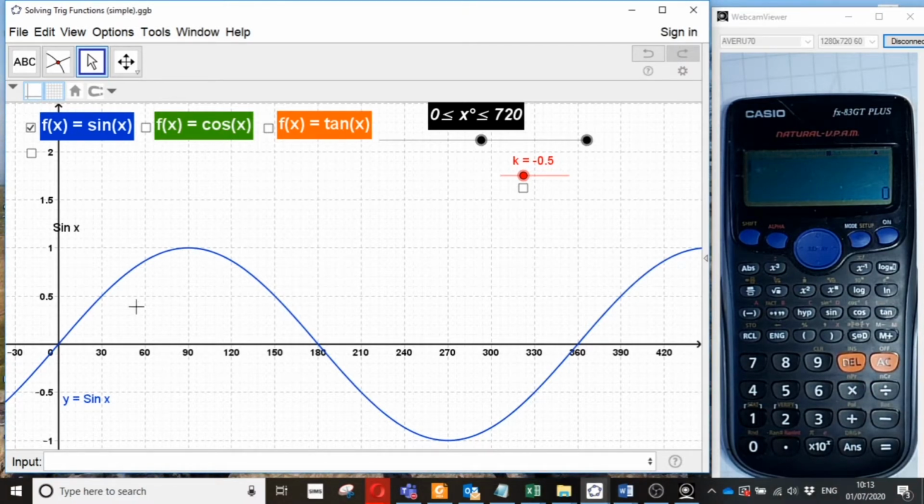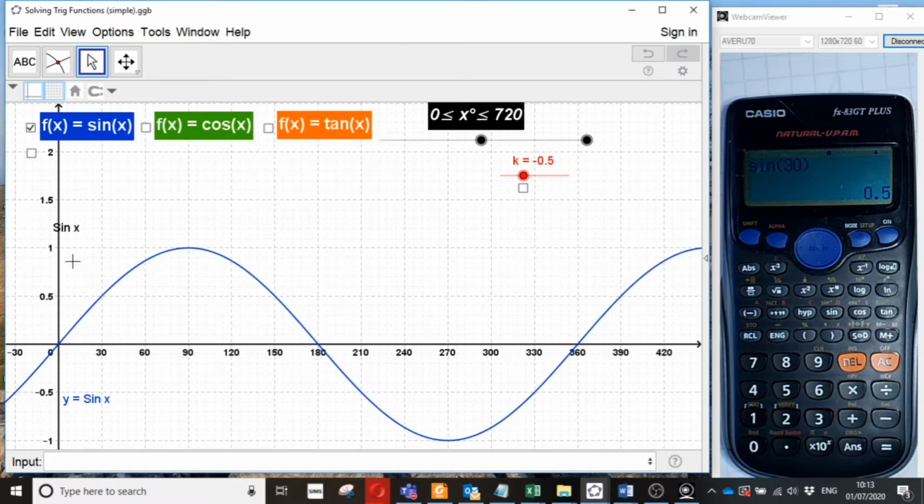If we look back at the graph over here, we've got 60 degrees. Sine of 60 should be some number slightly less than 1, maybe 0.8, 0.9. Let's have a look. Sine of 60 is 0.866. And sine of 30 is exactly a half apparently. And if you look at the graph where I'm pointing the cursor, 30 degrees goes up to the graph and then across to a half.